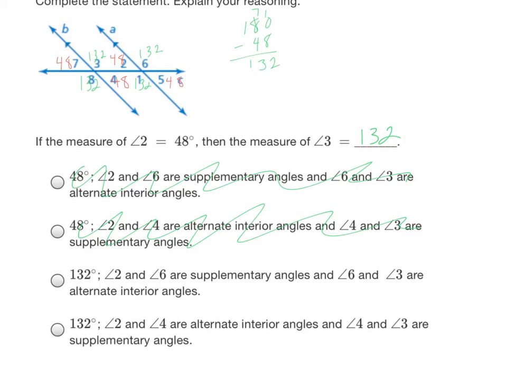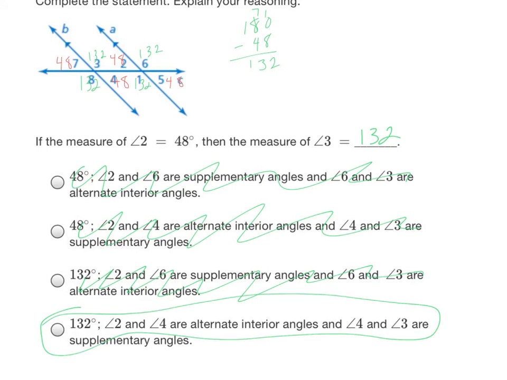And 6 and 3 are alternate interior angles. One is on the inside, one is on the outside. They are not alternate interiors. 132, let's check the rest of it. 2 and 4 are alternate interior, alternate side of the transversal, and both inside the parallel lines. And 4 and 3, let's see, 4 and 3 are next to each other. That's going to make them supplementary. The correct answer is the last one.